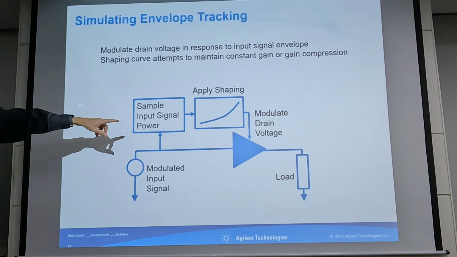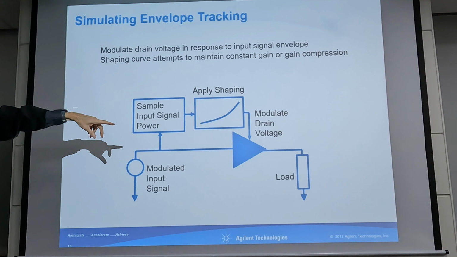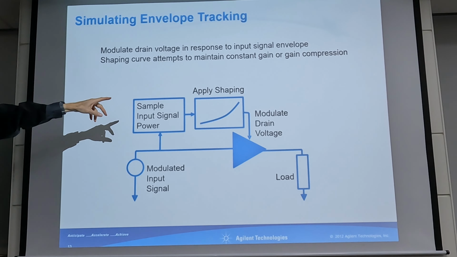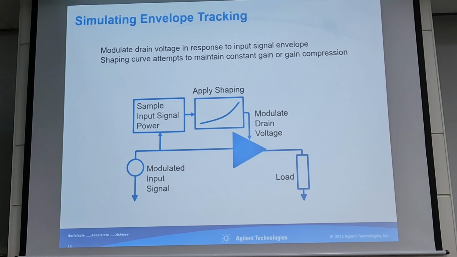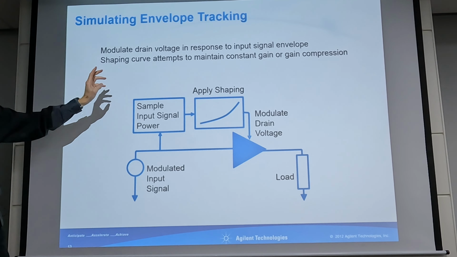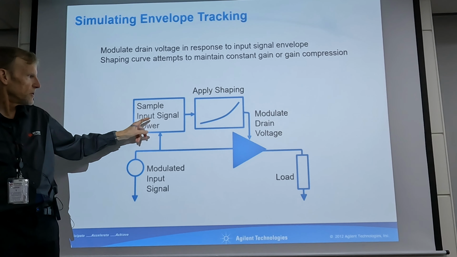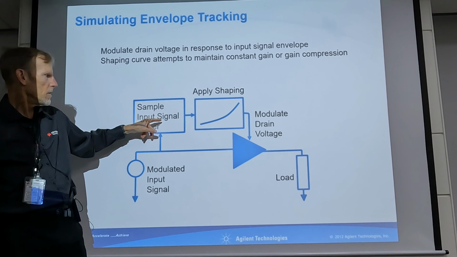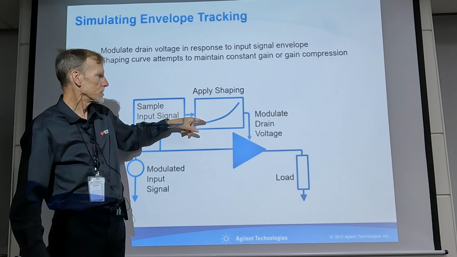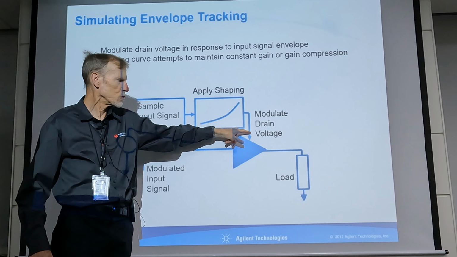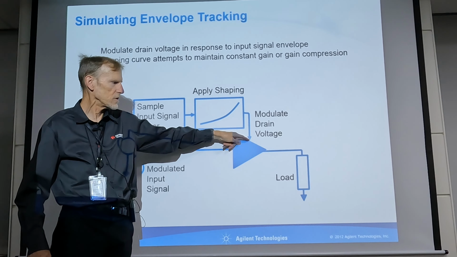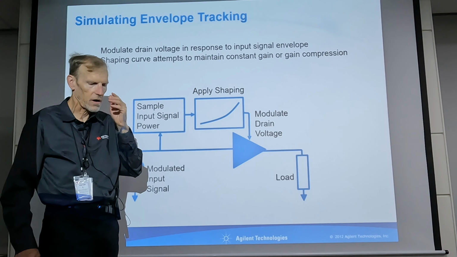So you can get the shaping table from harmonic balance simulations, and I'll show how to do that. Once you have the shaping table, you can apply a modulated signal, detect the signal power, apply that power to the shaping table, get a drain bias voltage, and apply the drain bias to the amplifier.